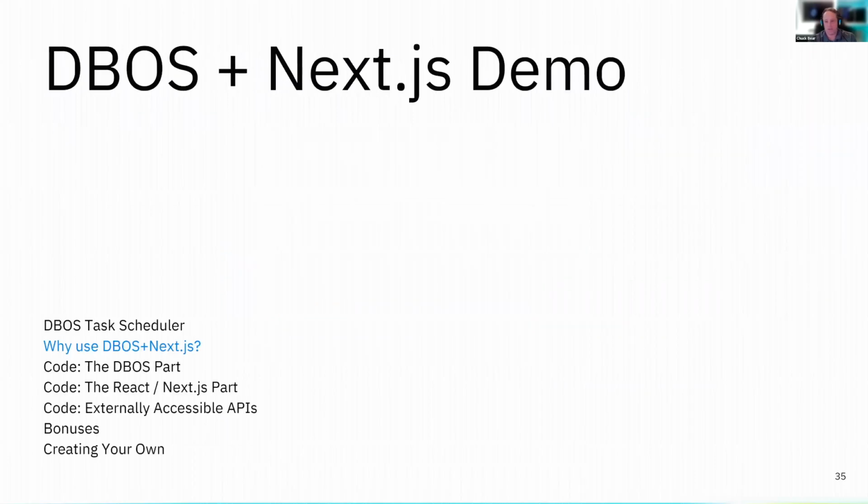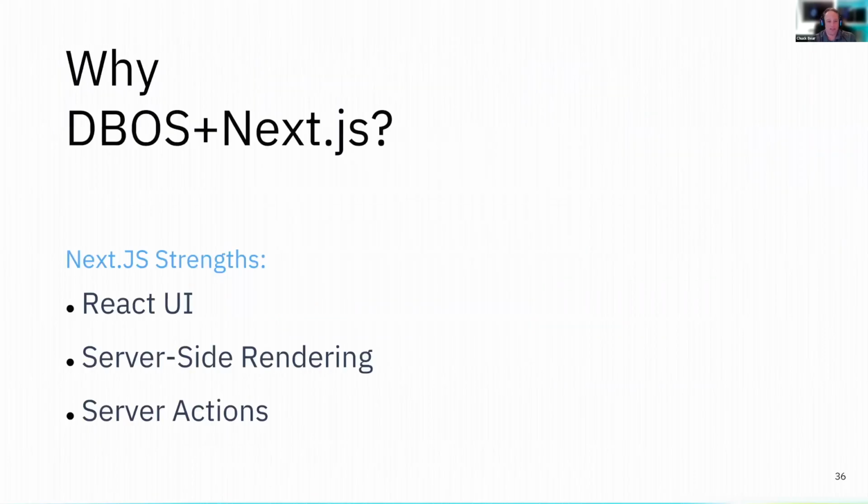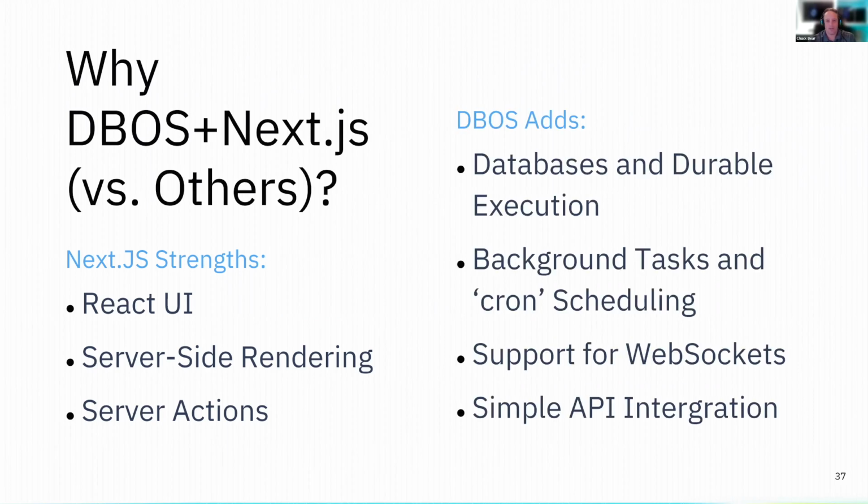Well, first off, why did we use DBOS? Next.js is hosted in a lot of places. It's got strengths. You saw them. This React UI that looked pretty nice, does server-side rendering for performance and server actions for convenience between client and server code. But why host it with DBOS instead of the three other places you could get it hosted? What DBOS adds to it is this databases and durable execution stuff that I was telling you about.